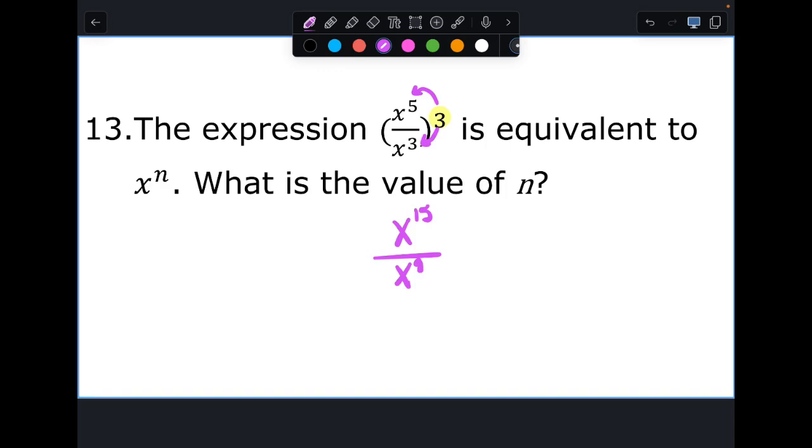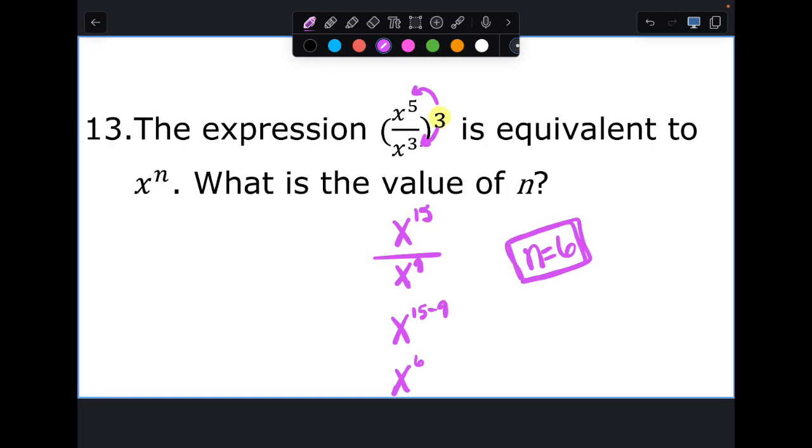And now we do what with the exponents? Subtract. So 15 minus 9 is 6. 15 minus 9 is 6. I heard 2 different answers. All right. 15 minus 9 is 6? Yeah. Hold on. Why are we having trouble? What is n? 6.